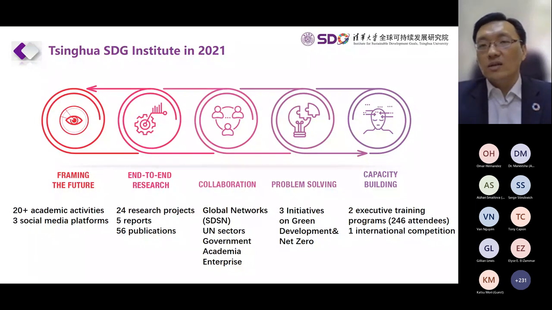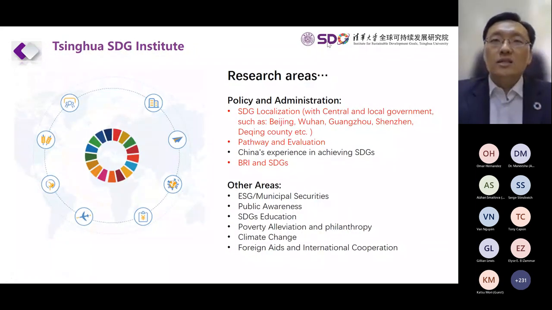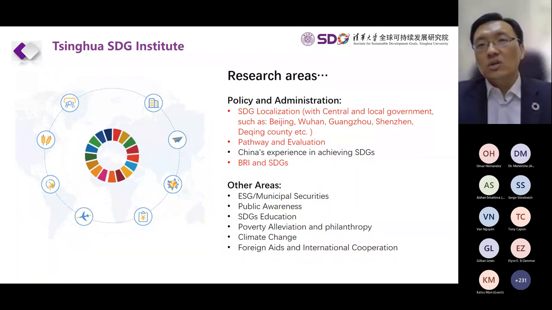And also we have several capacity building training programs. For the research projects, there are different research areas such as SDG localization. We research on the relations between central and local governments and also the localization of SDG achievement in Beijing, Wuhan, Guangzhou, Shenzhen, and so on. We research on the pathways and evaluation of different sectors for SDGs, Chinese experience in SDGs, and also Belt and Road Initiative and SDGs.